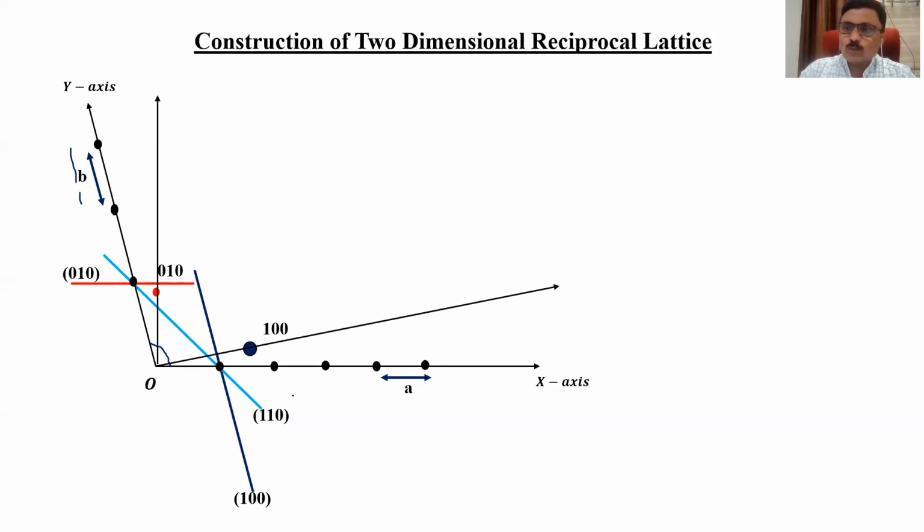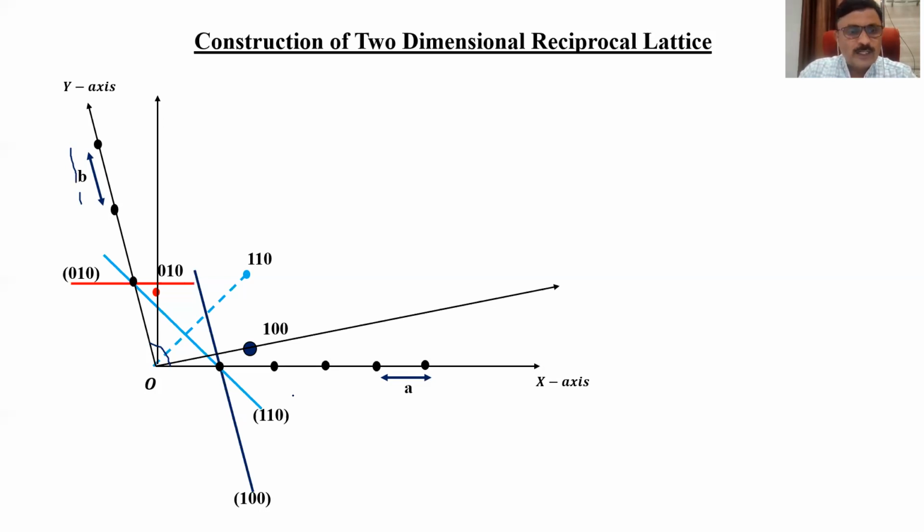Now, I have to draw the normal to this plane. So, the normal to this plane will be somewhat like this. This is the normal. And I have to take the length of the normal equal to the reciprocal of the interplanar spacing corresponding to the 110 plane. And that reciprocal lattice point will be shown somewhat like this. So this is the 110 plane. Now we will consider two more planes.